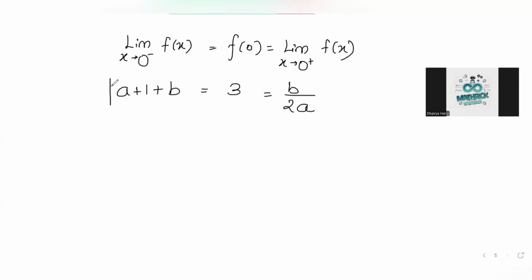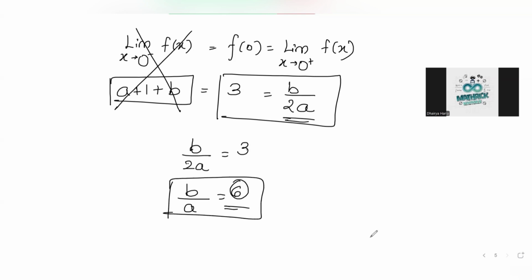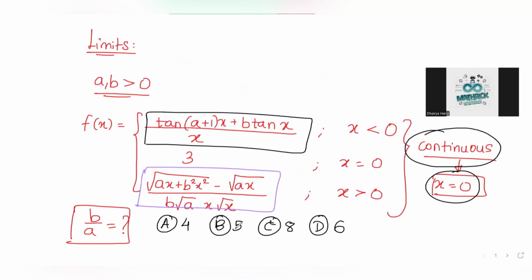So actually, if you see this limit, even if you didn't find out the lower limit, that's fine, because you can just equate the upper limit with the function's value at x equals 0, because you just want to find b over a. So b over 2a in this case will become 3, and b over a, if I take the 2 on the other side, becomes 6. So 2 gets multiplied with 3 and makes it 6. So b over a becomes 6, and the answer choice that matches the question is option D. So D becomes the correct answer for the question given to us here.